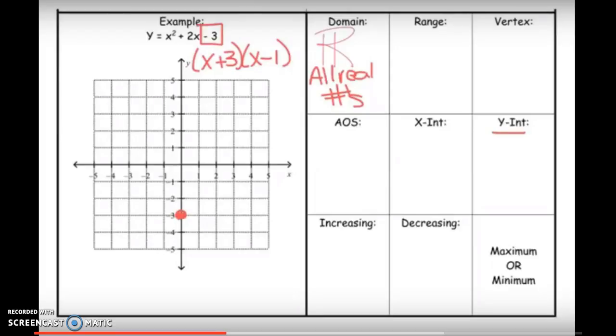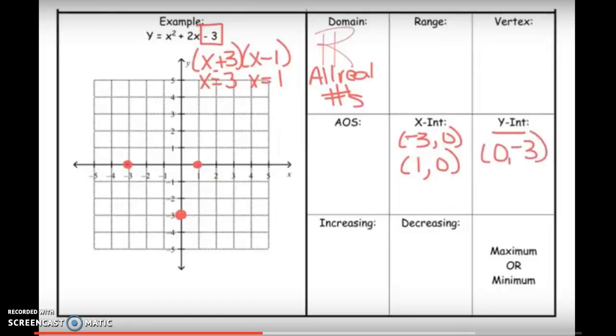So this means that our x-intercepts, there's going to be 2 of them. If x plus 3 equals 0, then x has to equal negative 3. And if x minus 1 equals 0, then x has to equal positive 1. So our x-intercepts are at negative 3 and at positive 1. So I'm going to write those right here. We have an x-intercept at negative 3 and an x-intercept at positive 1. And our y-intercept, we said, was negative 3.